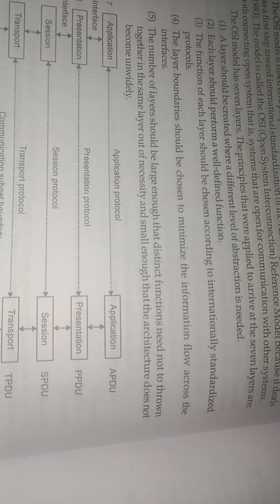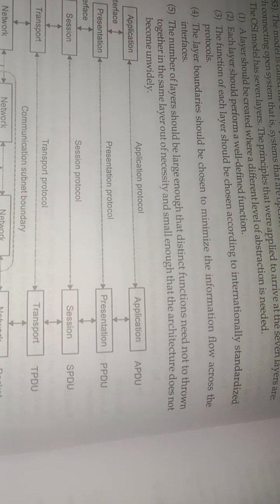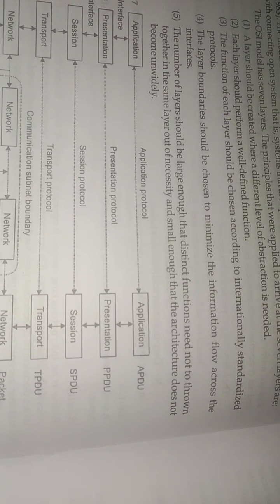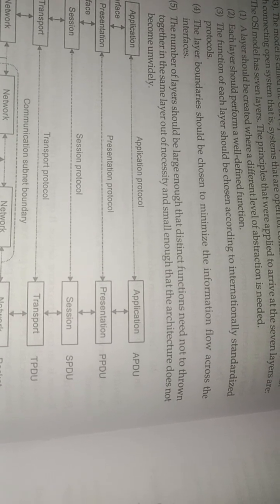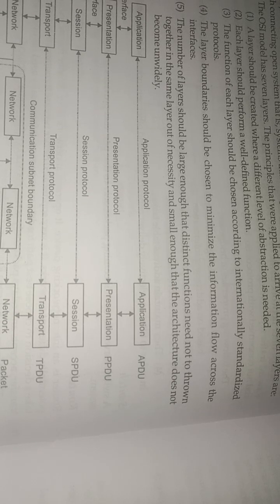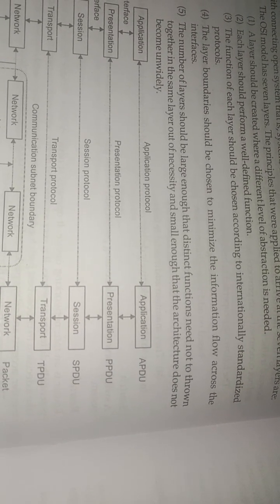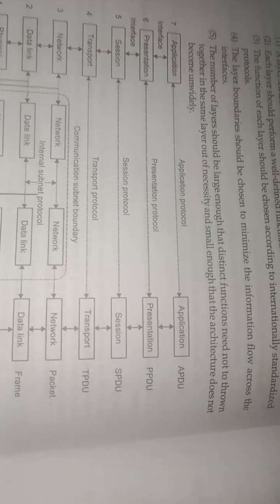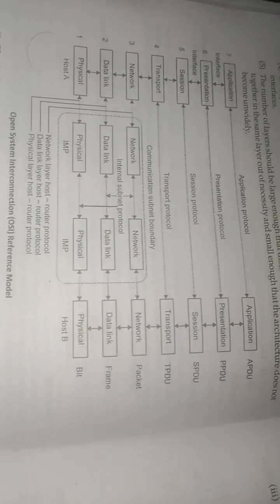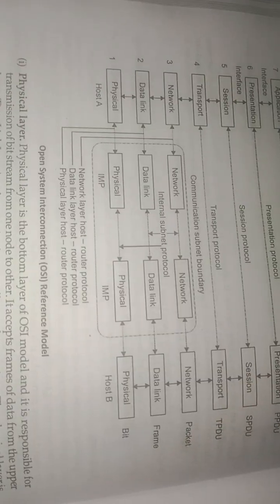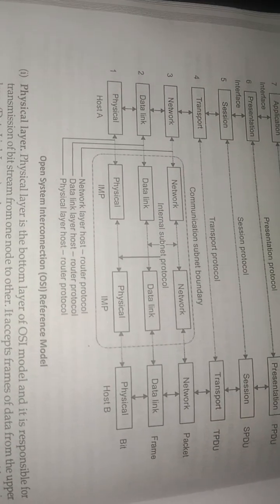5. The number of layers should be large enough that distinct functions need not be thrown together in the same layer out of necessity, and small enough that the architecture does not become unwieldy. Open System Interconnection, OSI reference model.